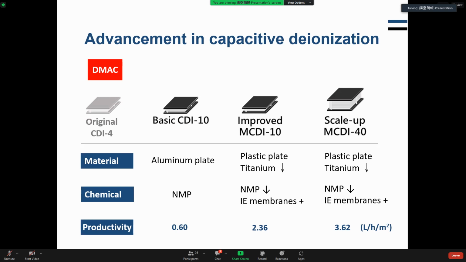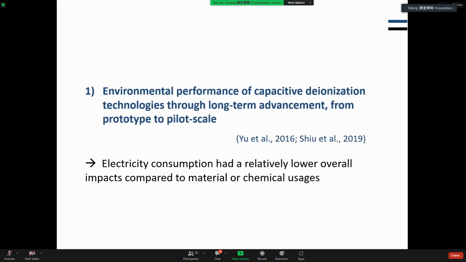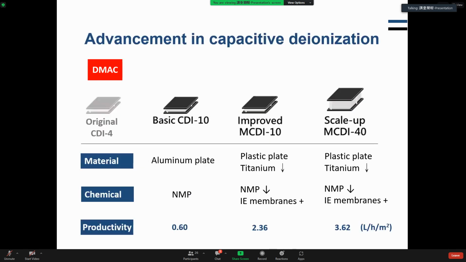reduce the impacts associated with the use of DMAC. So what we started to do is try to improve the design of the CDI, from the basic ones that use an aluminum plate to the improved ones that replace the aluminum plate with a plastic plate. And then we also have a scaled-up MCDI in which the aluminum is replaced with a plastic plate.